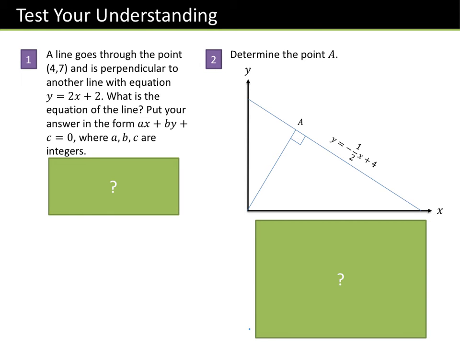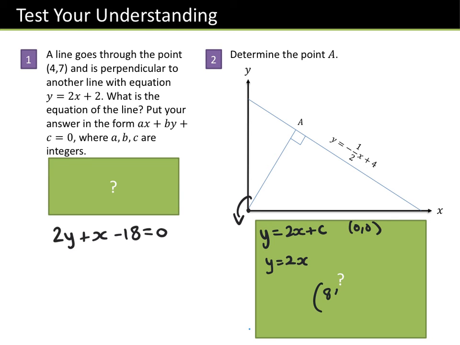For the first question, our answer should have been 2y plus x minus 18 equals 0. And then for the next question, this line here is perpendicular, so we know it's y equals 2x plus c, it crosses at the origin. So when we put the point 0, 0 in, we're just going to get y equals 2x. Then we're going to solve simultaneous equations. We're going to put them both together, and our coordinates are going to be 8, 5, and 16, 5.